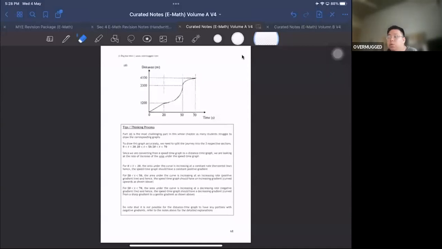If you're given a horizontal distance time graph, what is the corresponding speed? If you're given a speed, what is the corresponding distance? Most of the time, it's always identical. So fun fact, you can actually memorize that if you are not interested in the understanding process. So go and work it out and you'll be able to get it.